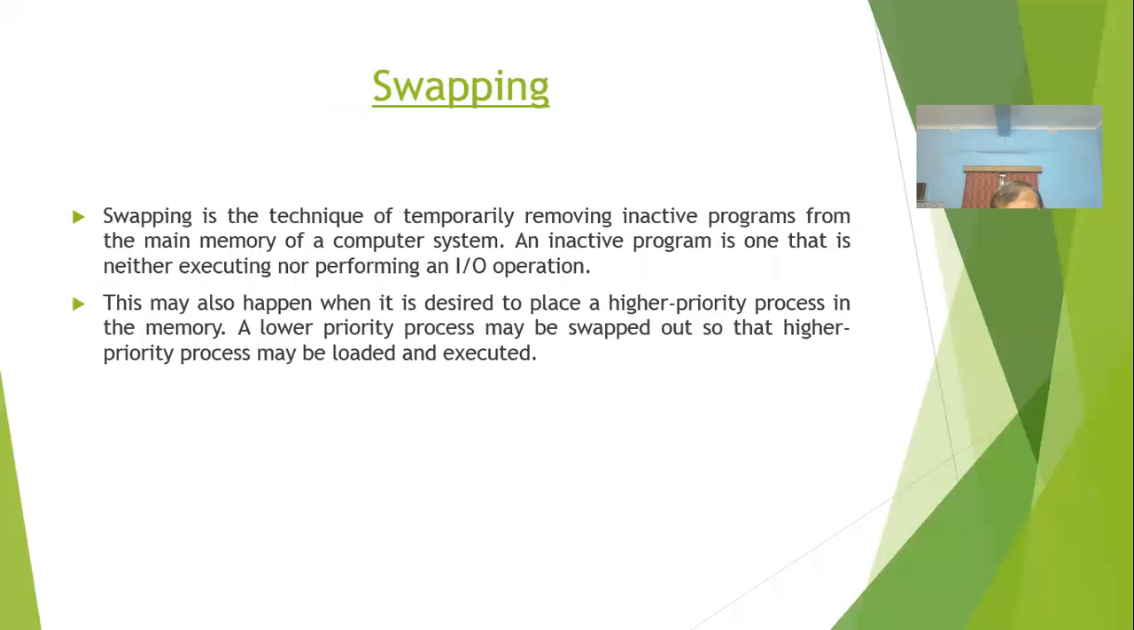Now, to implement virtual memory, we generally use the concept of swapping. Swapping is a technique of temporarily removing inactive programs from the main memory of a computer system. What is an inactive program? An inactive program is one that is neither executing nor performing an I/O operation. During the execution of various programs, we may need to swap them out of the main memory as and when the need arises. Say, for example, a higher priority process needs to run now, and currently a lower priority process is acquiring some space in the memory.